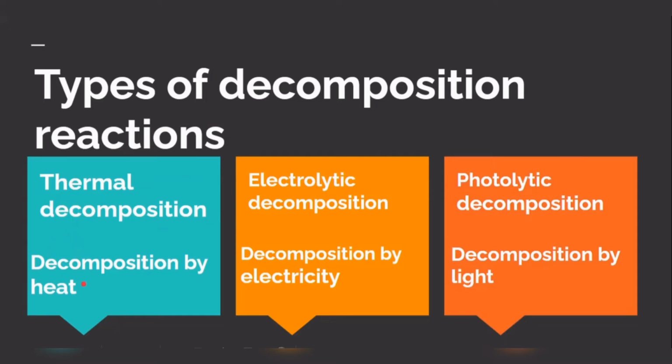Thermal decomposition means the decomposition or breaking down of a compound by giving heat. Electrolytic decomposition, as the name indicates, means the compound decomposes by using electricity. In photolytic decomposition, the decomposition is done by light. So these are the three types of decomposition reactions.